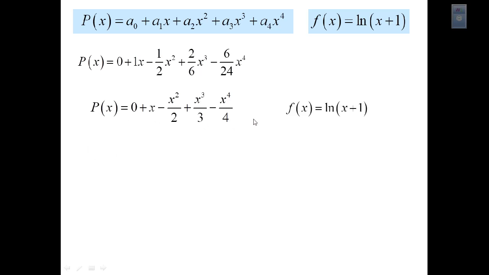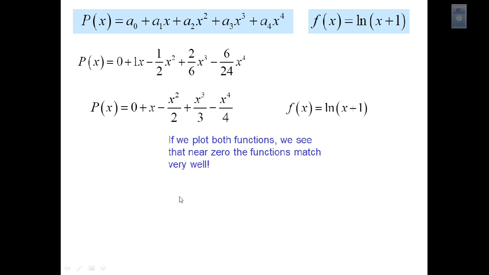So our 4th degree polynomial approximation of the natural log of x plus 1 is going to give us this thing right here, x minus x squared over 2 plus x cubed over 3 minus x to the fourth over 4. Now, if we were to plot both these functions and look at their graphs, we're going to see that near 0, the functions match very well.